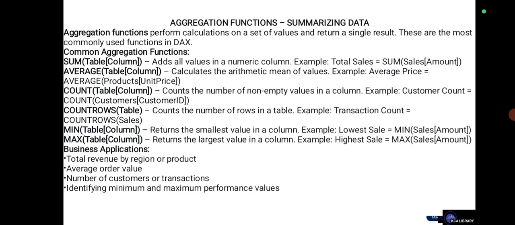All right. Then there is what we call count rows. Count rows will help you to count the number of rows that are in the table. Then minimum, which is usually written as min. Min returns the smallest value in a column. It helps you to determine the lowest sale or the lowest value in a particular column.